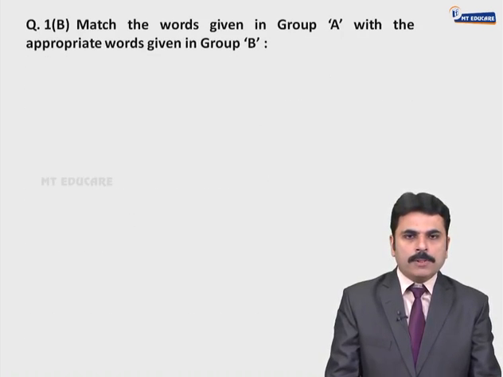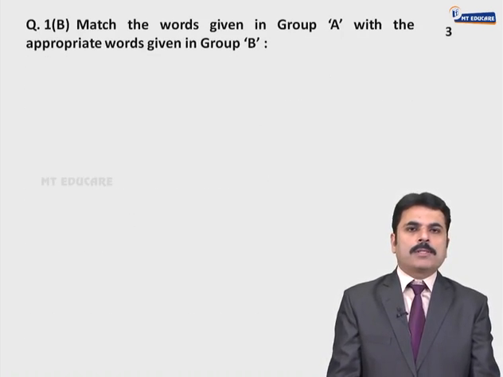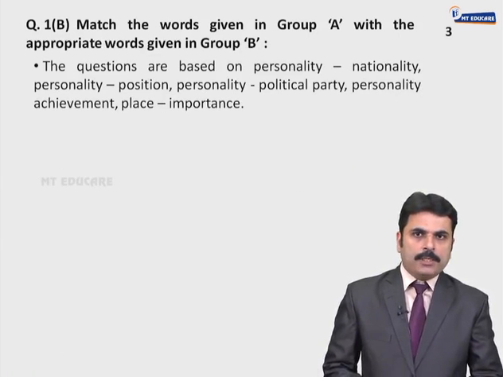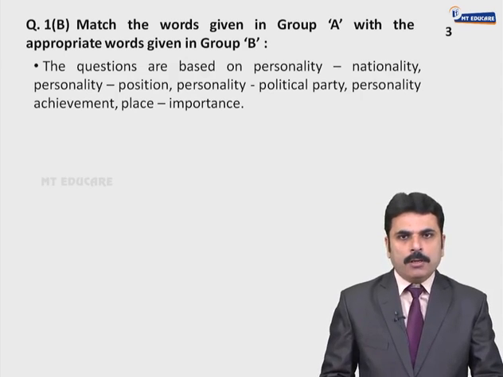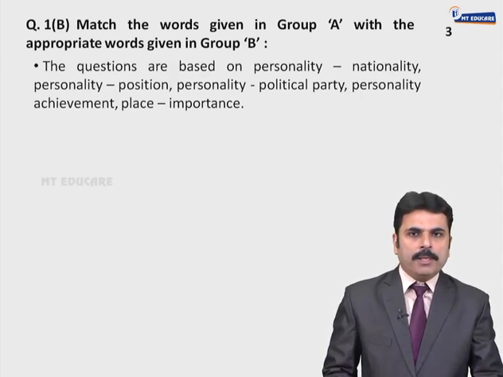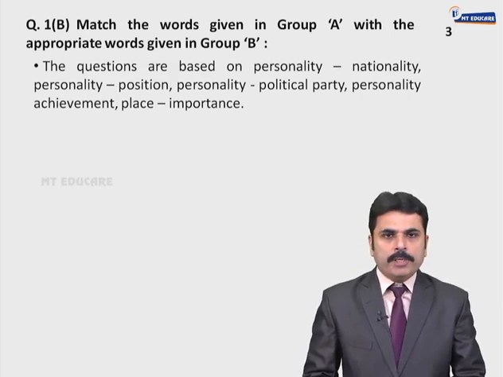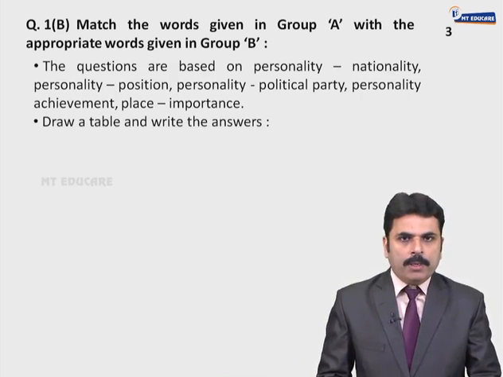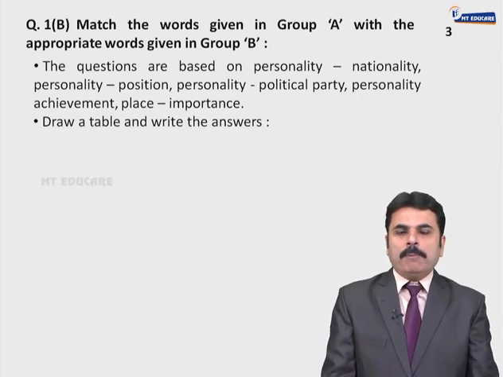The next question is question number 1B, match the columns. It carries 3 marks. Match the columns is based on personality, nationality, personality, position, personality, political party, personality, achievement, place, and importance. Draw a table and write the answers. Let me give you an example.